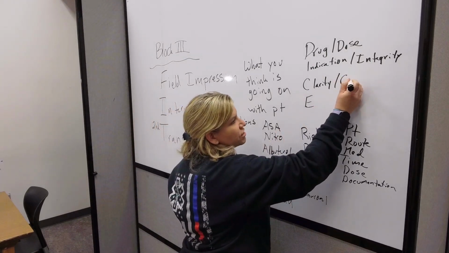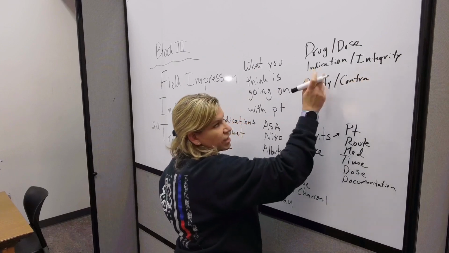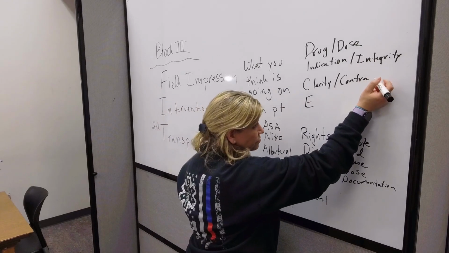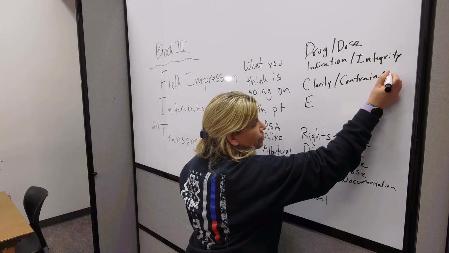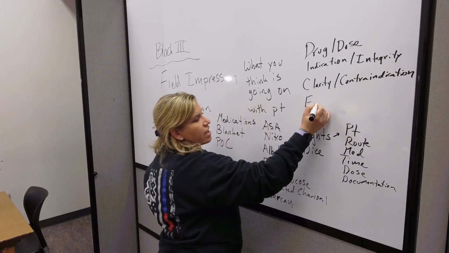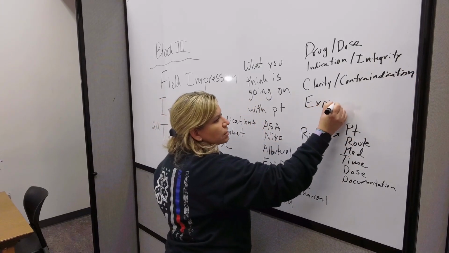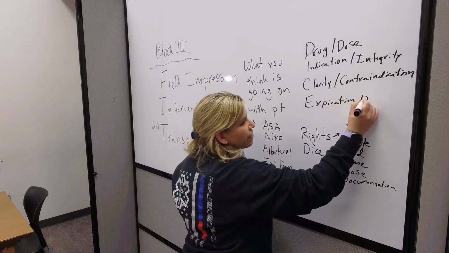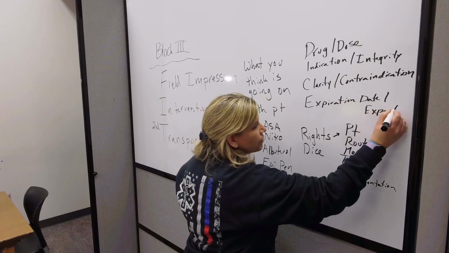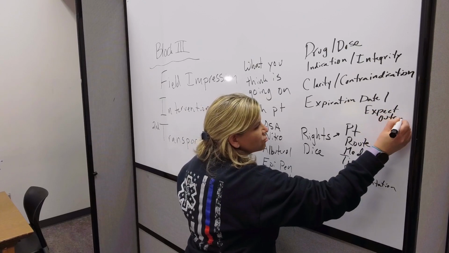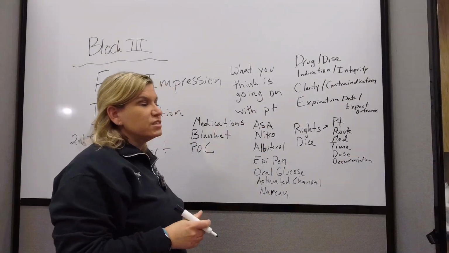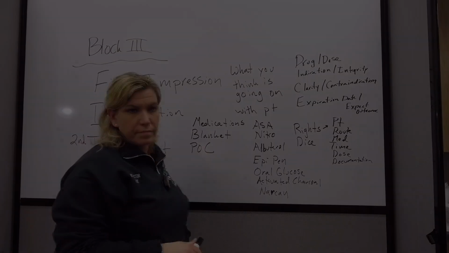And then contraindications. Okay, so remember, indications means the reason why we do something. Contraindication means reasons why I would not do something, okay? And then we have our expiration date, okay? So expiration date and then our expected outcome. What is the expected outcome that we're expecting by giving this medication to this patient, okay? So make sure you guys are checking your rights and DICE before you're giving any medication.